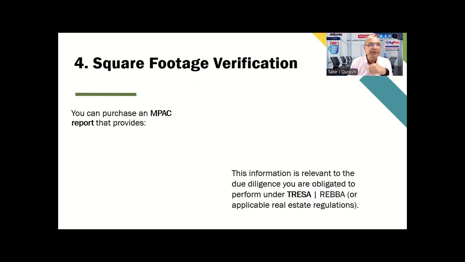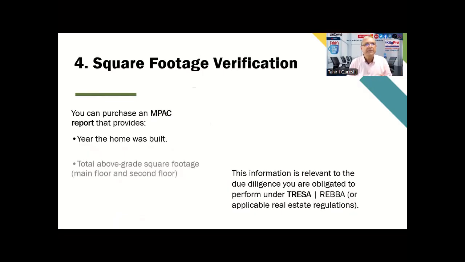Now, square footage again, continuing. You can purchase a report that provides the year the home was built. This is important because you want to determine the age value. Based on the age value, you determine whether you need a new roof, or repair or replacement is expected for the furnace, air conditioning, and kitchen appliances. This gives you an idea about it.